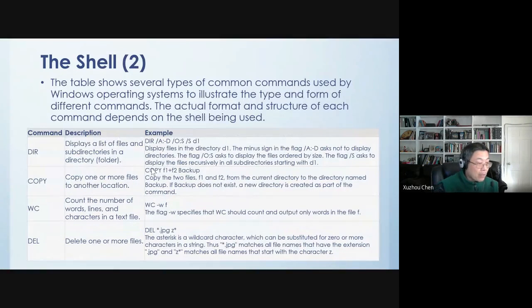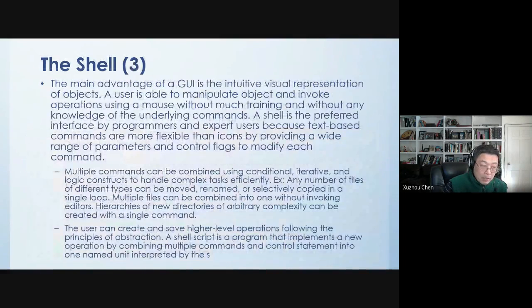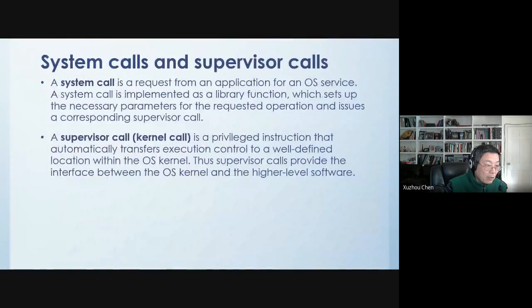Now this is an example of the Windows operating system command line. You can use dir, you use copy, you use del to delete a file, or something. So these are the commands. I'm not going to spend much time on this part. If you want to know the details, you can take a look. Now let's jump to system calls and supervisor calls.